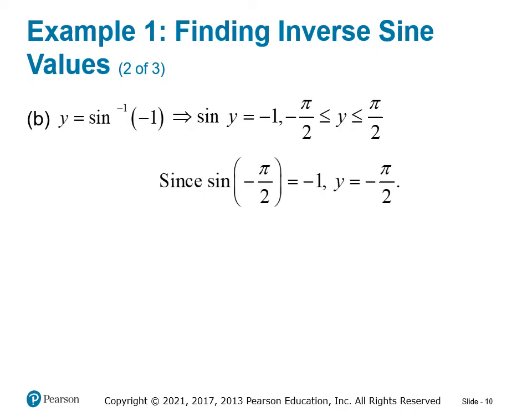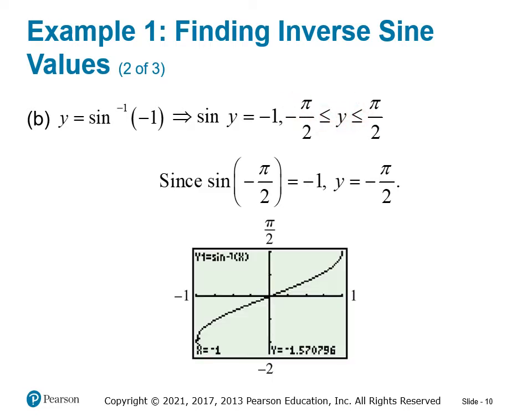Again, we are in quadrant 1 or quadrant 4. This is actually in quadrant 4 because it's negative. Sine is negative in quadrant 4. And it's at a quadrantal, specifically negative pi over 2, or 270 degrees. And so y equals negative pi over 2. Notice we would not use 270 degrees because it's not in the domain or the range of y given here.